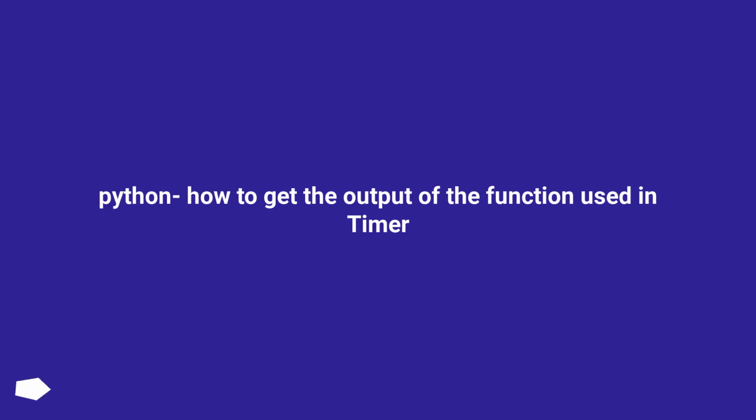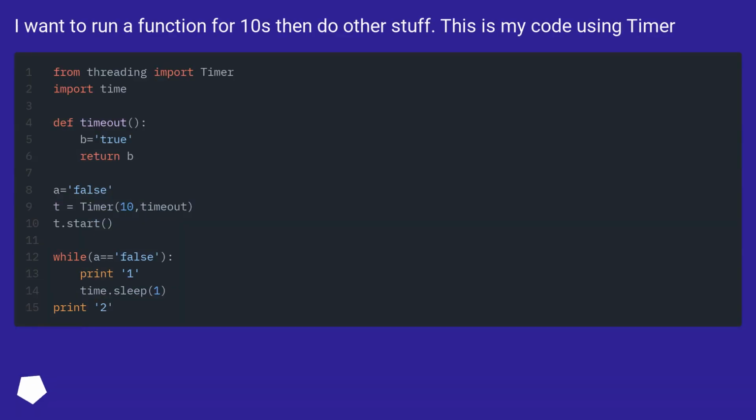Python, how to get the output of the function used in timer. I want to run a function for ten seconds, then do other stuff. This is my code using timer.